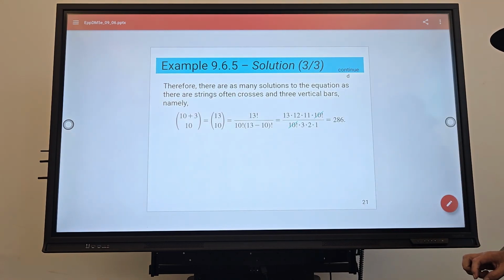Therefore, there are as many solutions to the equation as there are strings of 10 crosses and 3 vertical bars, namely 13 choose 10, which is 13 factorial divided by 10 factorial times 13 minus 10 factorial, which multiplied out equals 286.